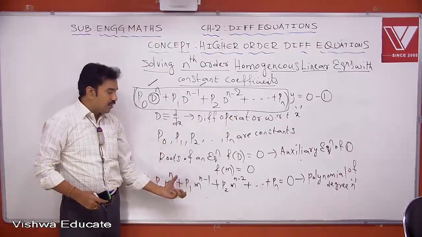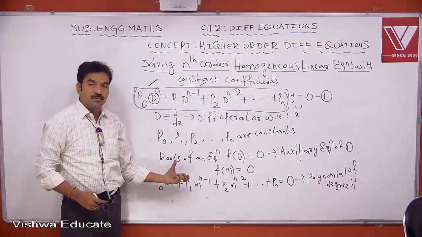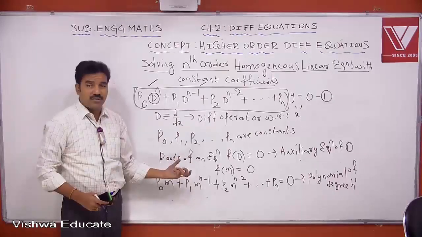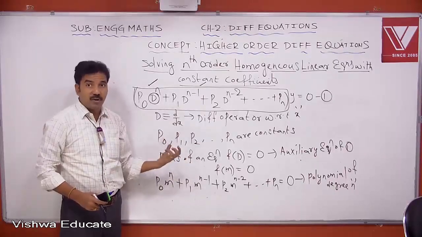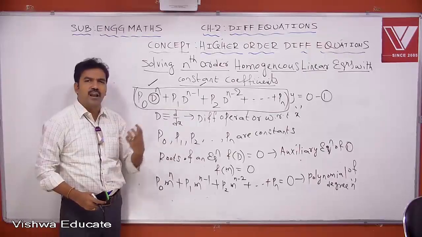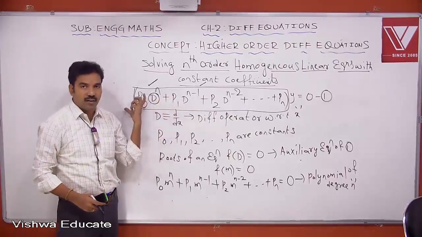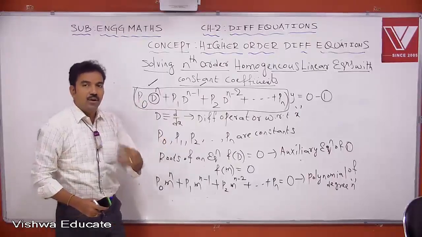When you solve this equation, we get exactly n roots. Sometimes all roots can be real, all roots can be complex, few roots can be real, few roots can be complex. So based on the nature of the real and complex roots, you can get the general solution of equation 1, right? Hope you understand this. Note these points.